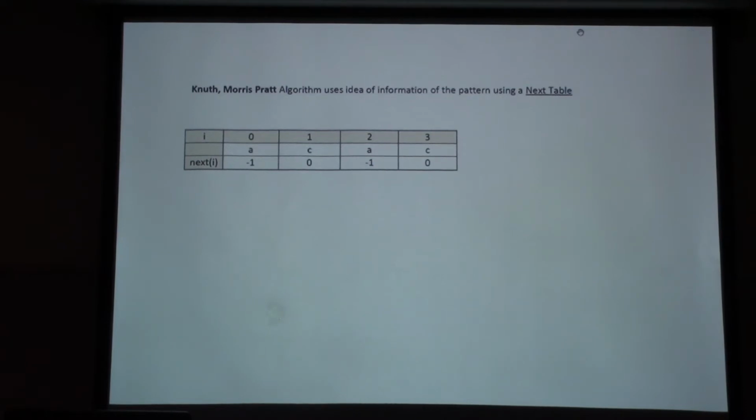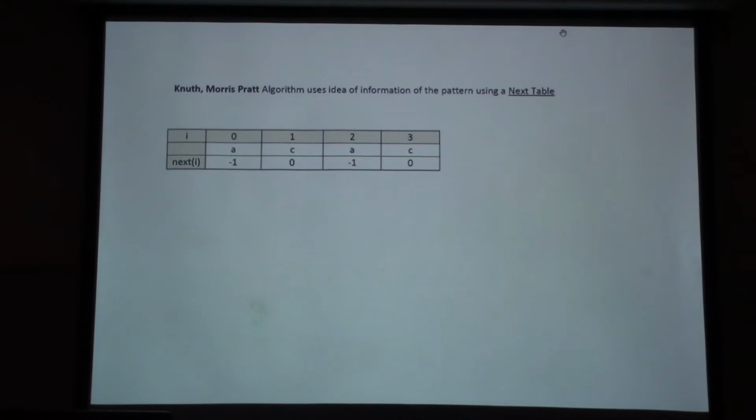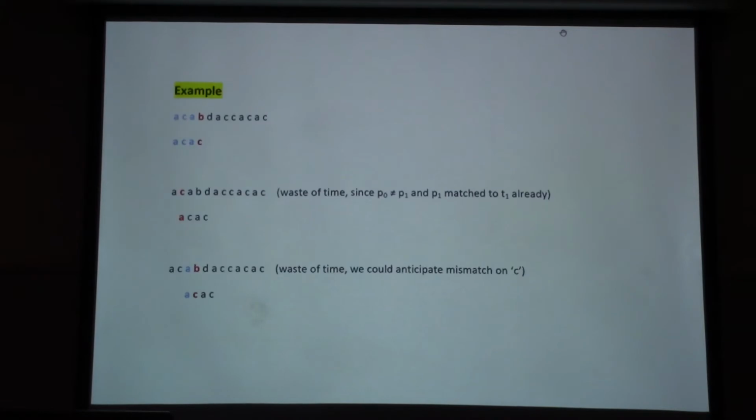This algorithm is based on computing something called the next table. The next table gives me information on what to do on a mismatch, where you can eliminate all the possibilities that are going to fail based upon what we just saw, based upon our anticipation. If you look at our example previously, what was the reason that we could skip this double slide?